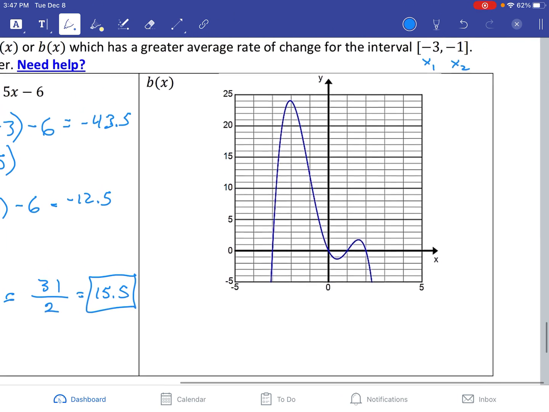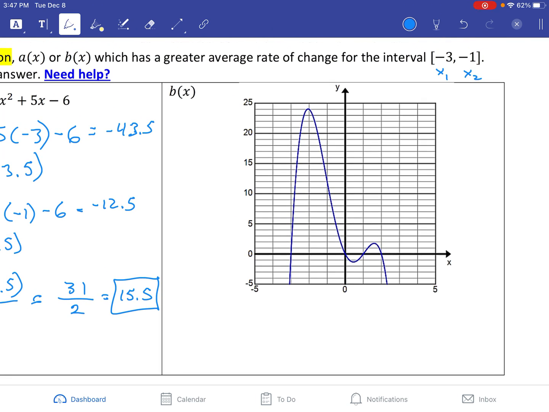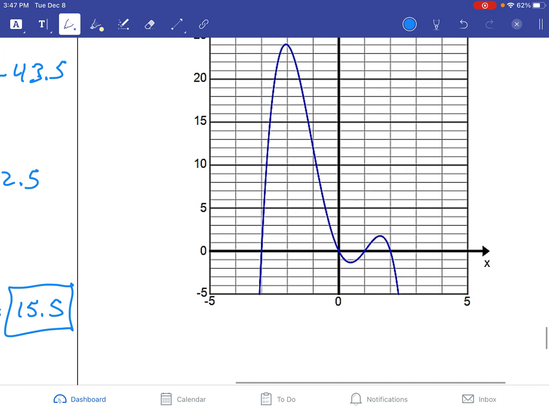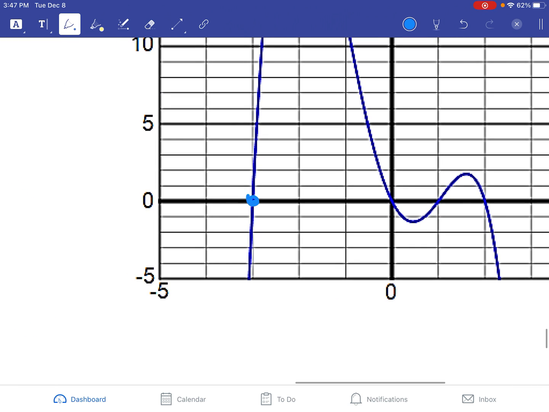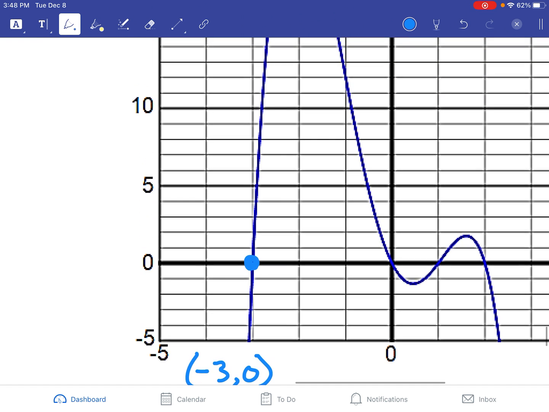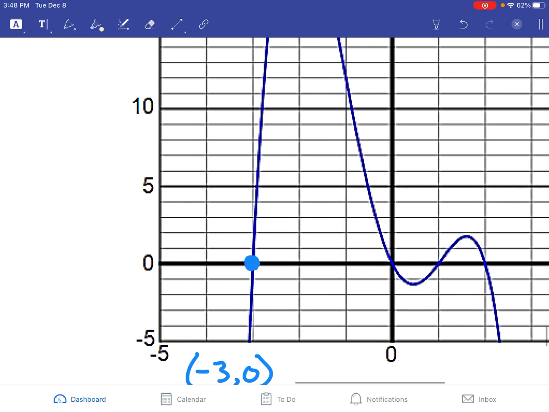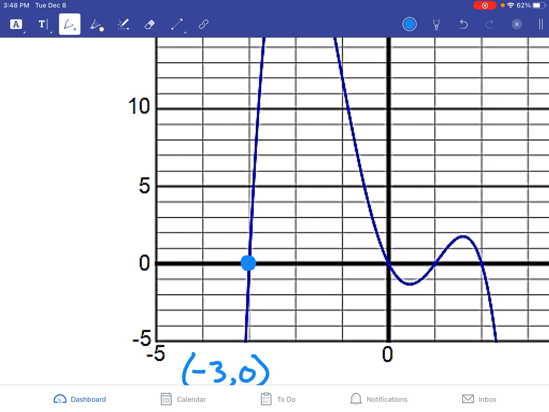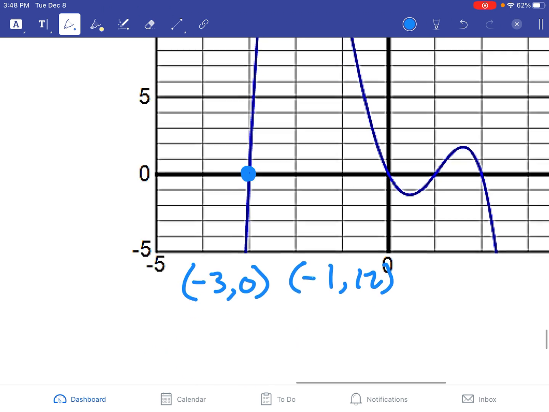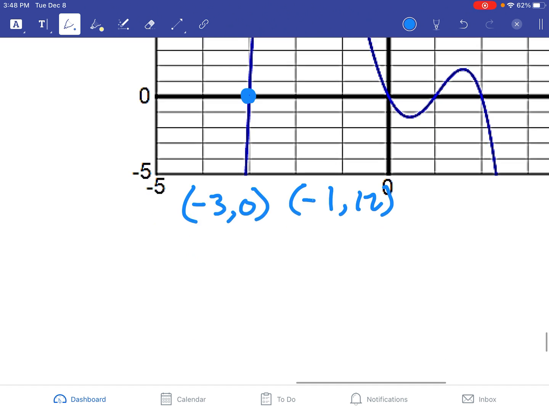All right, and now here we're given a graph. So to find the graph, again, we got to find the points. So negative 3 is the first one. If we zoom in here, negative 3 is going to be right there. So negative 3 comma 0 is the first point. And negative 1 is going to be over here on the x-axis. It's going to be this point right here, which looks like 12. So negative 1 comma 12. So these are our 2 points.